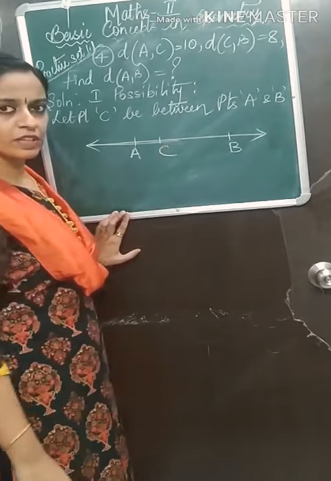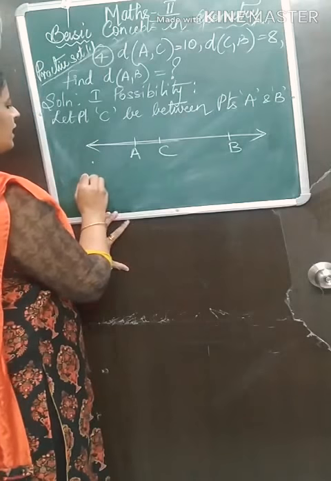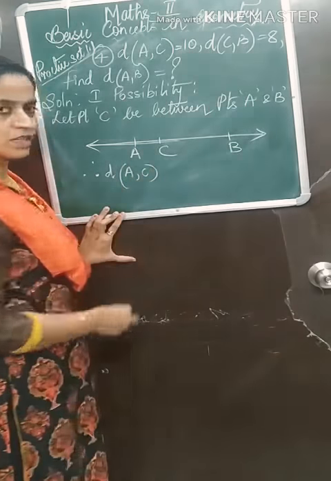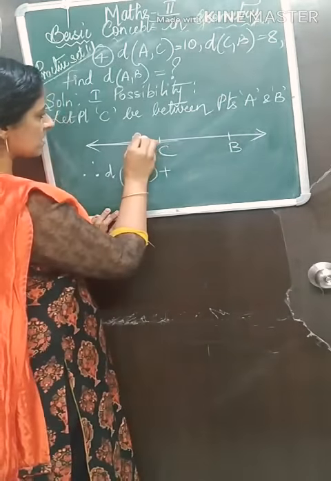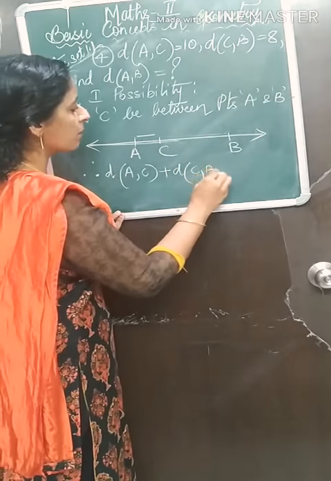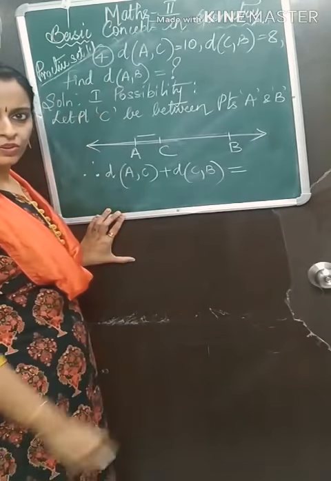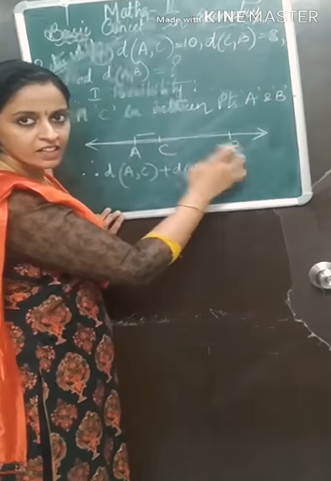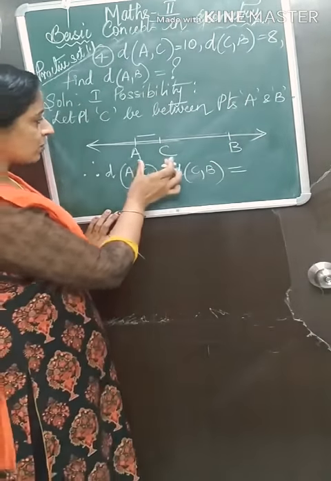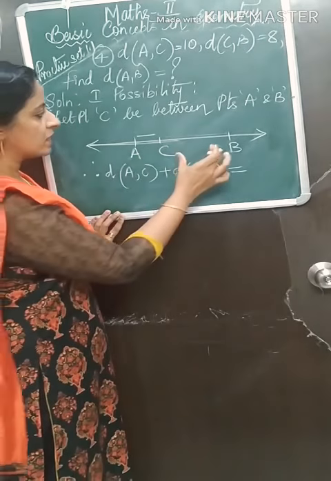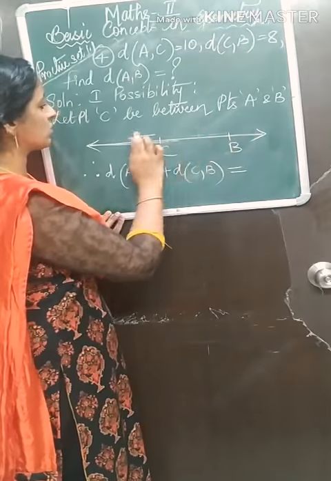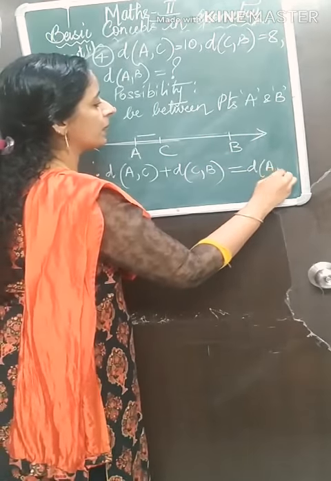Now if this is the possibility, how will you write the distance? The distance between points A, comma C plus the distance between C, comma B will be equal to the first and third. The first and second plus the second and third will be equal to the first and third. Correct? Distance between A and C plus distance between C and B will be equal to the total distance between A, comma B.